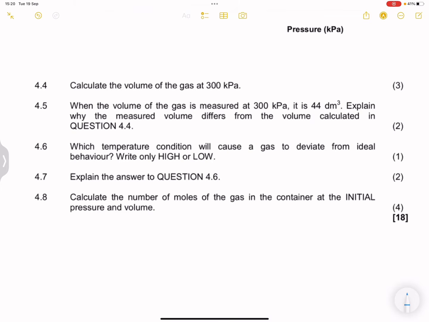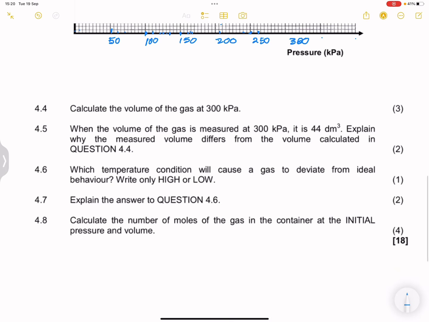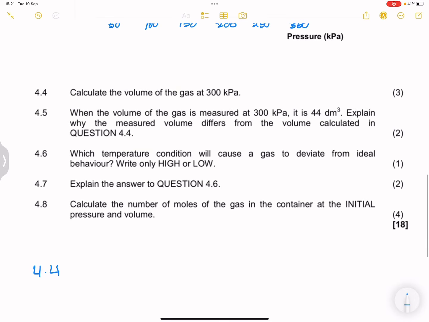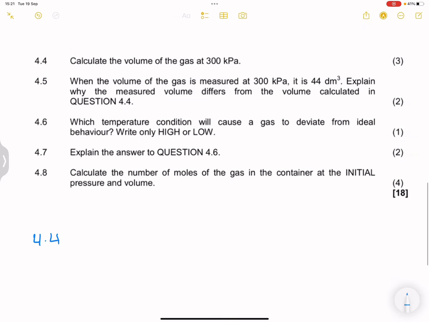Right, let's answer the questions that follow. They say calculate the volume of the gas at 300 kilopascals, right? Now, this is what is called extrapolation. This is when you are using the data that you have, within its limitation, and you are now predicting a value that is outside of the data that you have, right? So in this case, they want us to calculate the volume. So remember, I'm going to take any value that I have there.